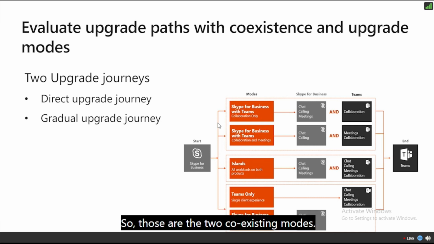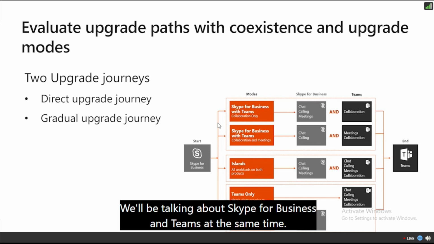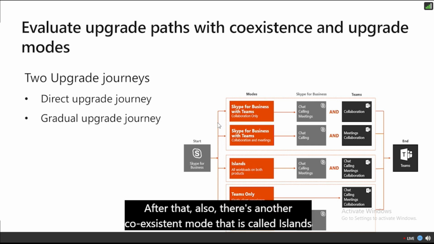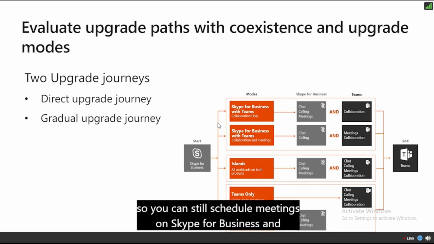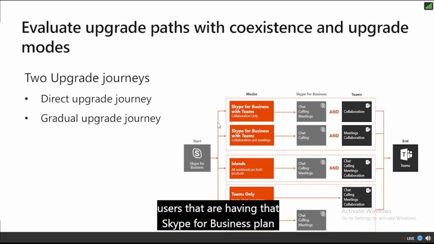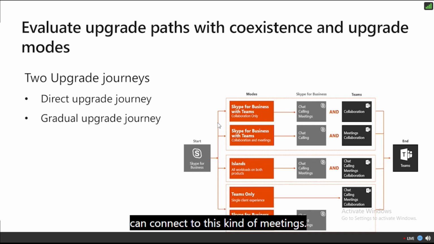So those are the 2 coexisting modes. We'll be talking about Skype for Business and Teams at the same time. After that, there's also another coexisting mode that is called Islands. In that island mode, basically you will have 2 different toolsets running side by side. So you can still schedule meetings on Skype for Business, and users that still have that Skype for Business client can connect to those kinds of meetings.